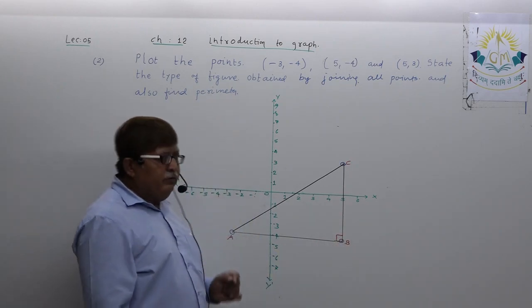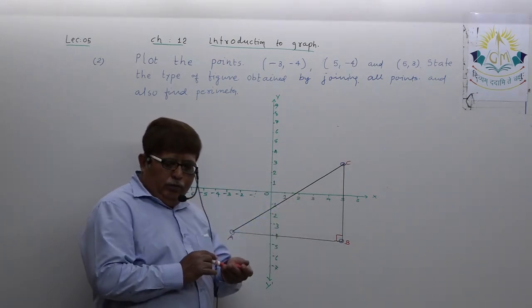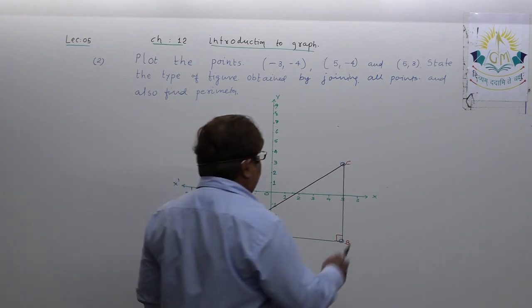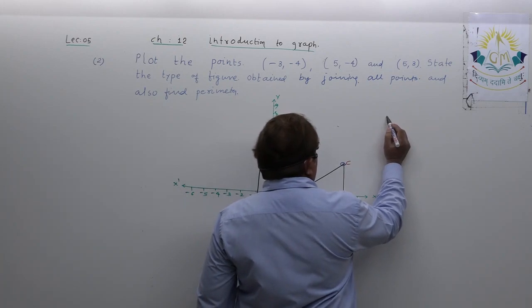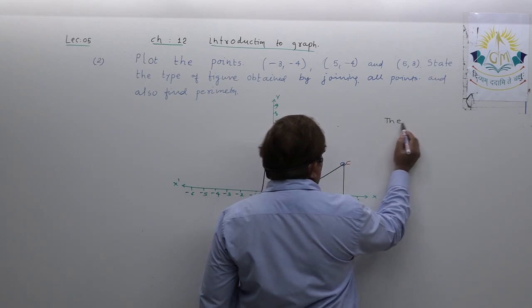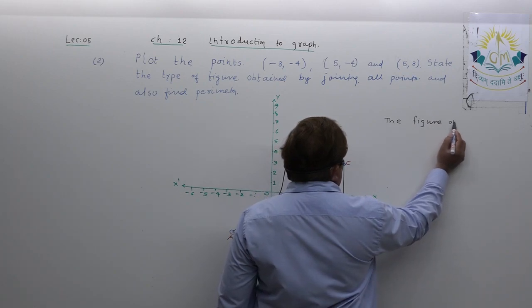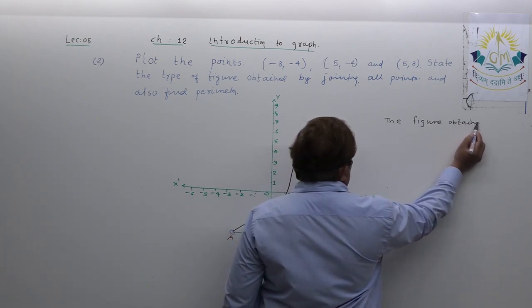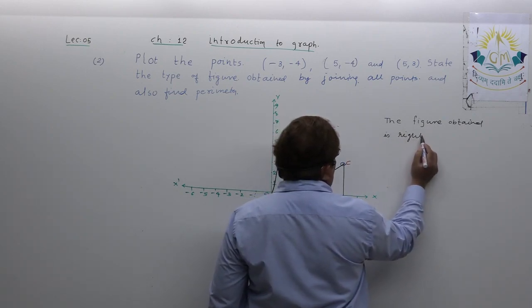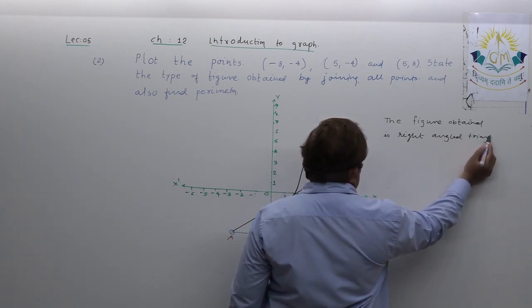So your first answer you got. You will write it on the opposite page, as you all know; I am just writing it here. This is the first answer. The figure obtained is a right angled triangle.